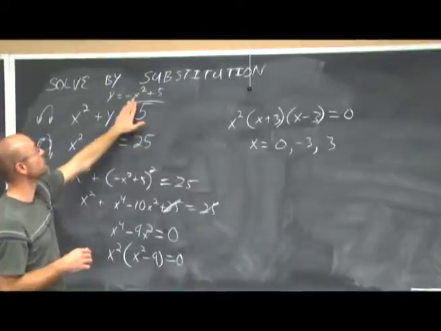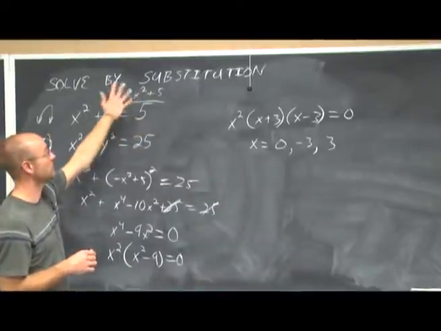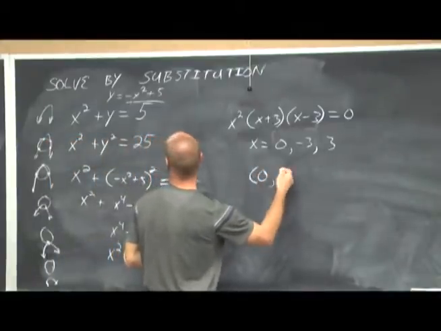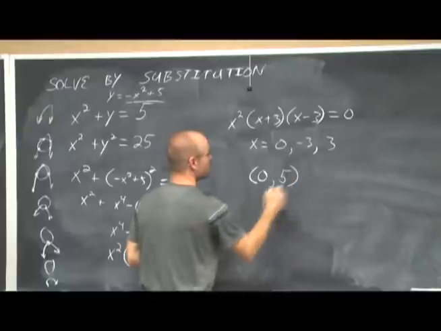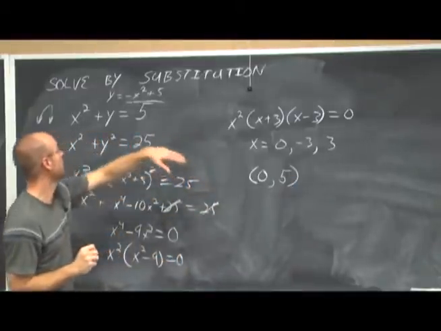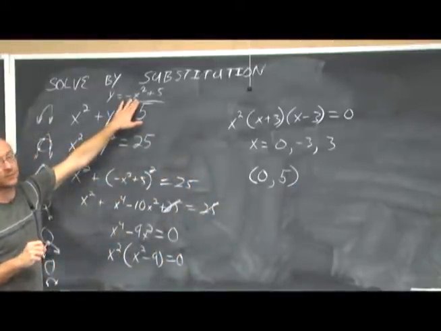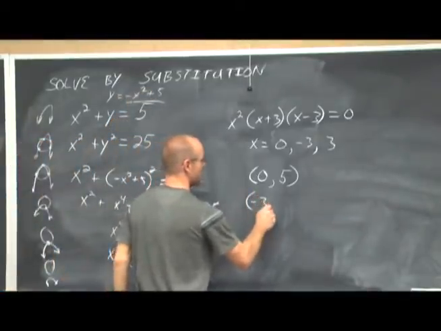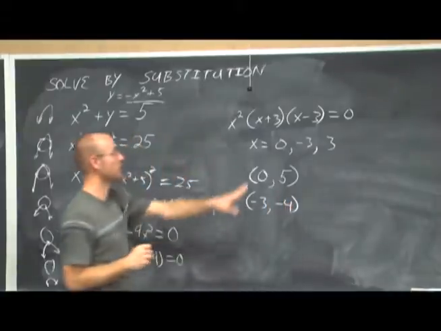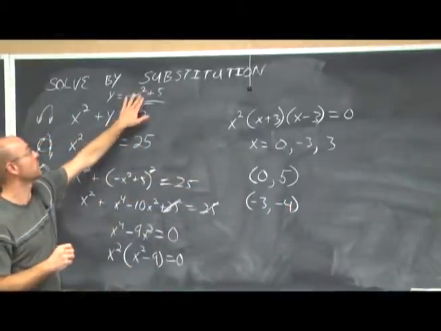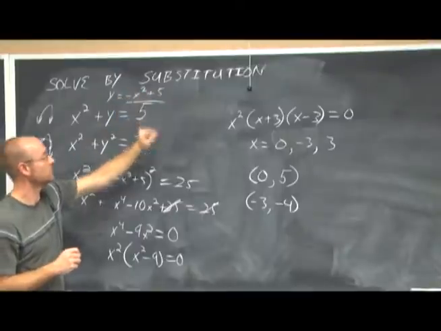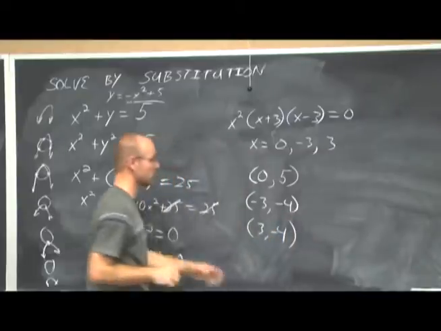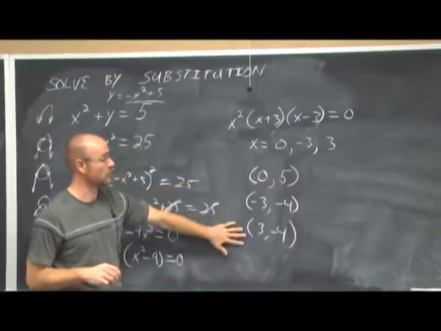If I plug 0 in for x, well, 0 squared is 0, minus 0 is nothing, plus 5. So one of my points would be 0 and positive 5. If I plug negative 3 into here, negative 3 squared is 9. Negative 9 plus 5 is negative 4. Well, what if I put in the positive value of 3? 3 squared is 9. Negative 9 plus 5 is negative 4, excuse me. So I have these 3 solutions.